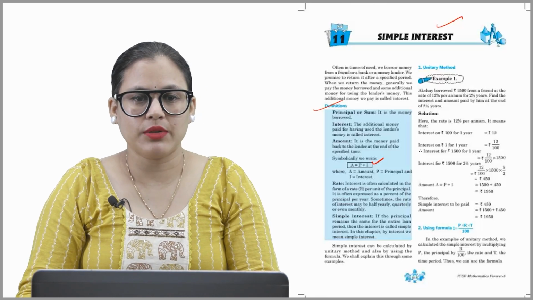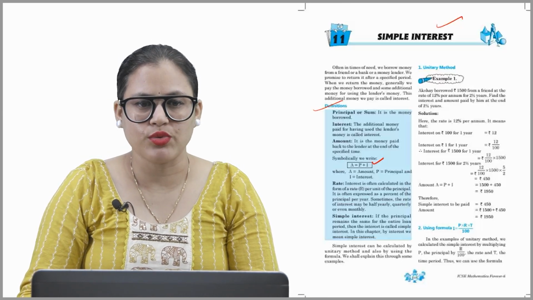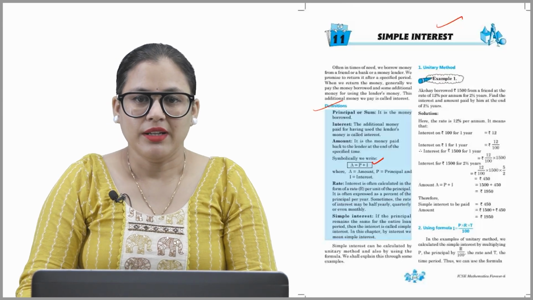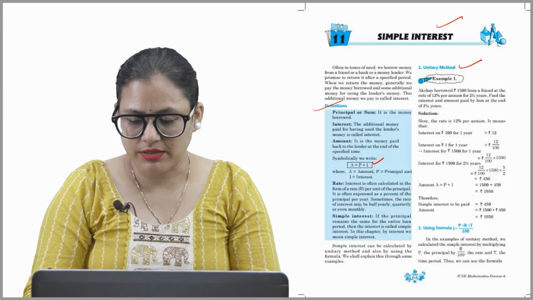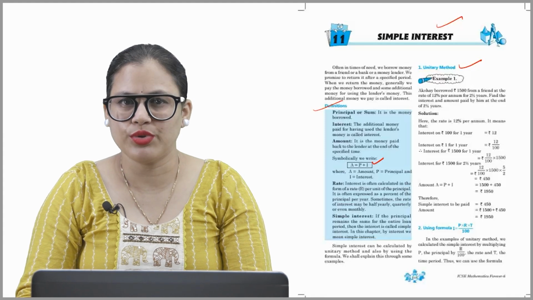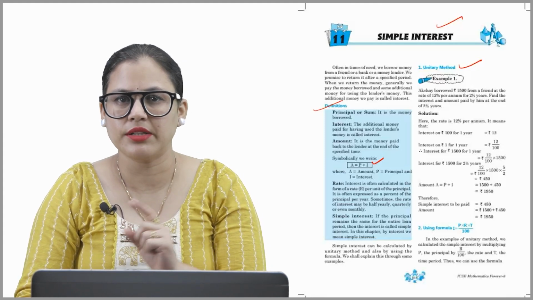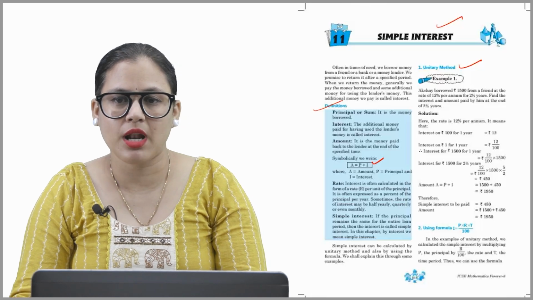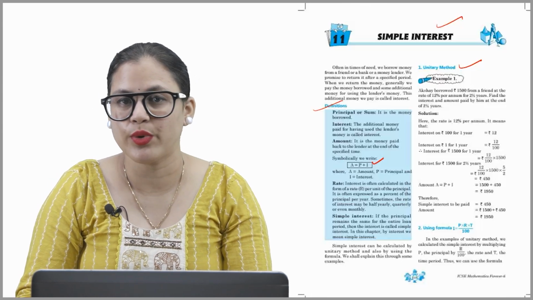Simple interest can be calculated by the unitary method and also by using the formula. We shall explain this through some examples. Number one is the unitary method. Example 1. Akshay borrowed rupees 1500 from a friend at the rate of 12% per annum for 2.5 years. Find the interest and amount paid by him at the end of 2.5 years.